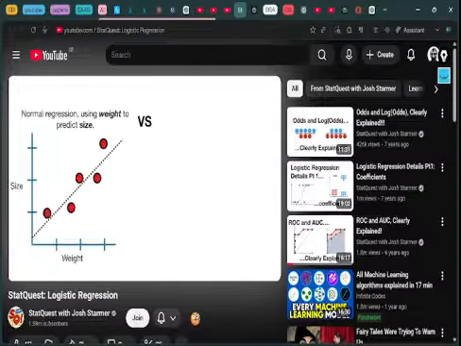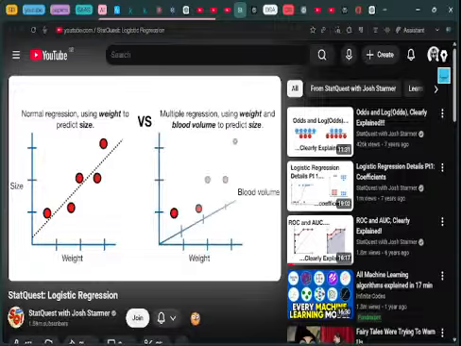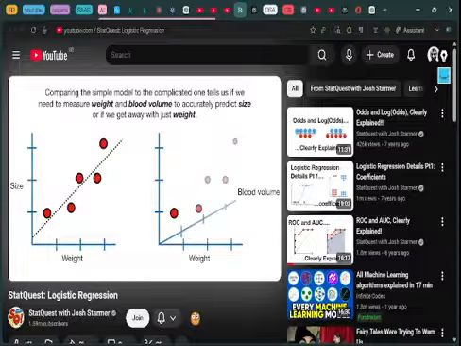Lastly, we can compare models. So on the left side, we got normal regression using weight to predict size. And we can compare those predictions to the ones we get from multiple regression, where we're using weight and blood volume to predict size. Comparing the simple model to the complicated one tells us if we need to measure weight and blood volume to accurately predict size, or if we can get away with just weight.